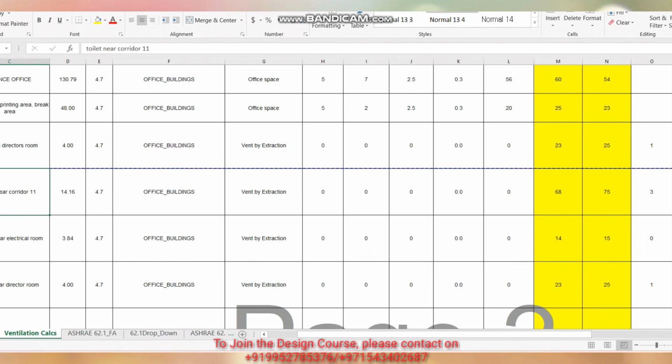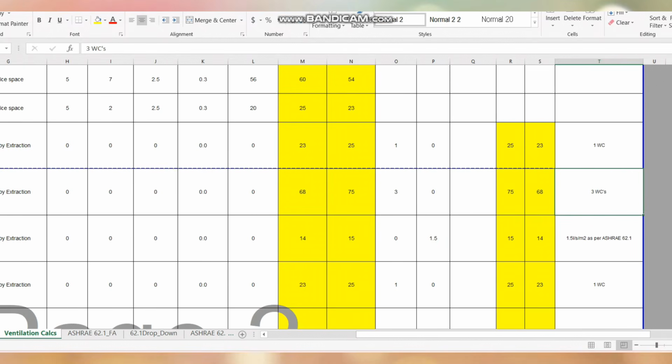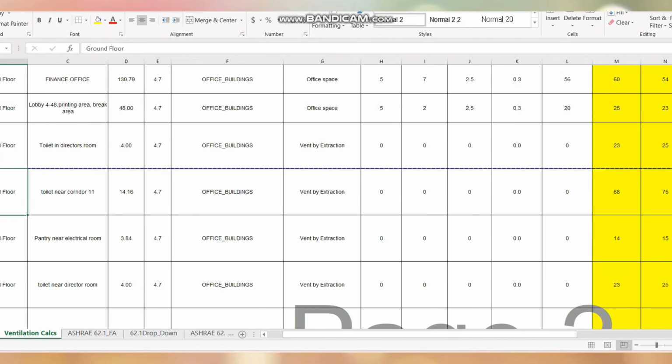For example, if you go here, the toilet near corridor 11, as I told you, all these zeros we have to follow. Coming to this one, I have mentioned three water closets, so I have entered three here. So 3 into 25 is 75 liter per second, and the pressure is 90 percentage of the exhaust air, that is 68. The same will be duplicated here as a default. And that is also done.